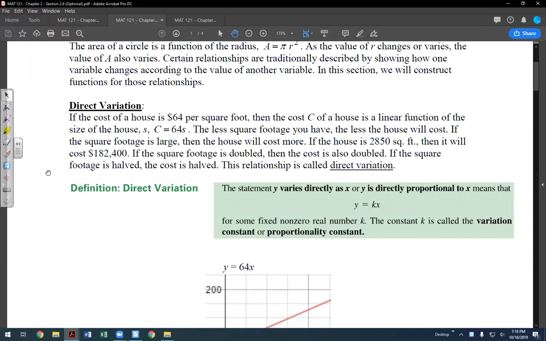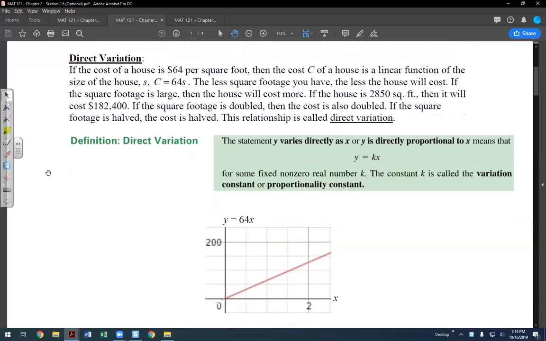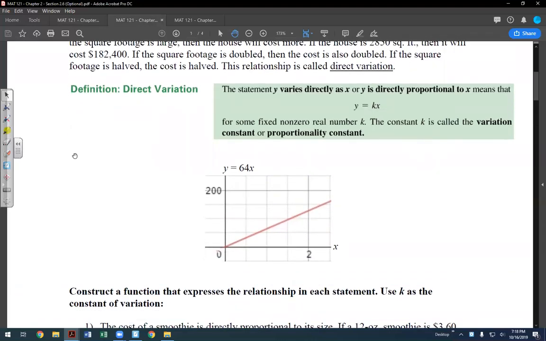So in this example, we're saying if the cost of a house is $64 per square foot, then you're basically looking at a linear function where the cost depends on the square footage of the house, right? So the larger the square footage of the house is going to be, the more expensive the cost of that house is going to be. Obviously, the smaller the square footage will be, the less amount you'll end up paying for that house. So that's the idea behind a direct variation. If one value grows, the other one also grows.